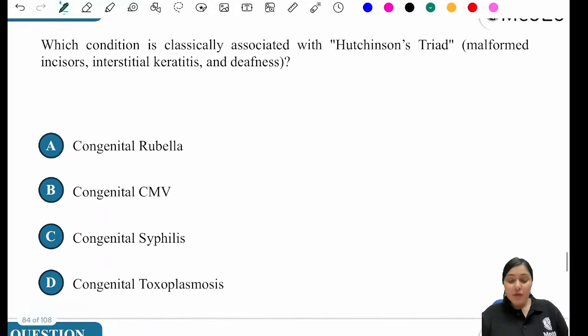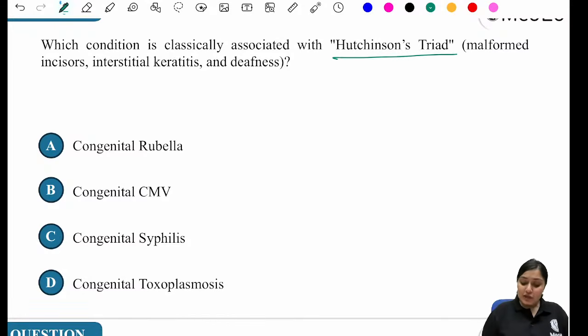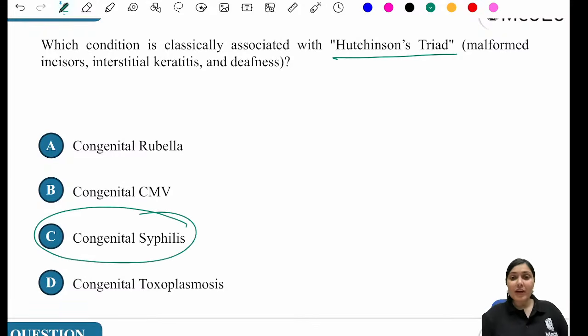Right? Let's move to the next question. In which condition do you see this classical Hutchinson triad? That is the Hutchinson incisors, malformed incisors, interstitial keratitis, and deafness. The options we have are congenital rubella, congenital CMV, that is cytomegalovirus, congenital syphilis, or congenital toxoplasmosis. So what is the correct answer over here? Hutchinson triad? No brainer. This is nothing but syphilis, congenital syphilis.